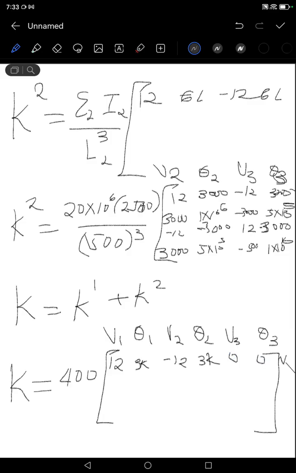And then after that, we're gonna come to theta 1. And then we're gonna check theta 1 and V1. Theta 1 and V1 is 3000. Okay, and then theta 1 and theta 1, it's 1 times 10 to the power of 6. And then theta 1 and V2, we're gonna get a negative 3000.